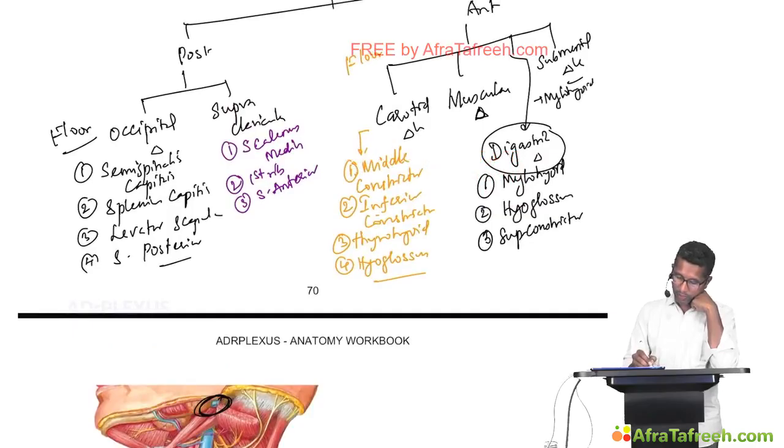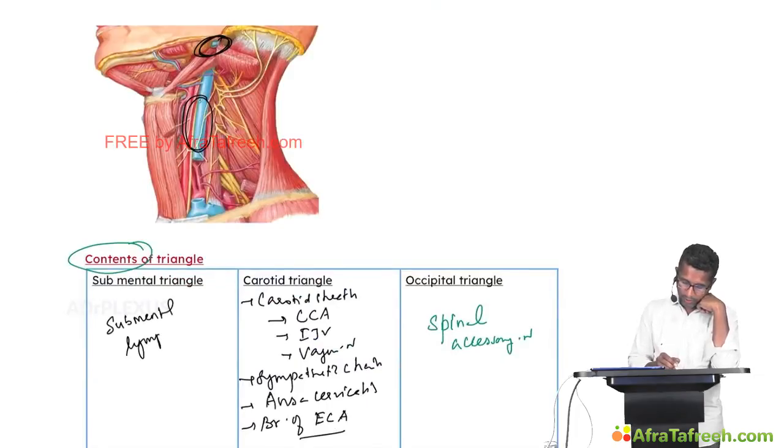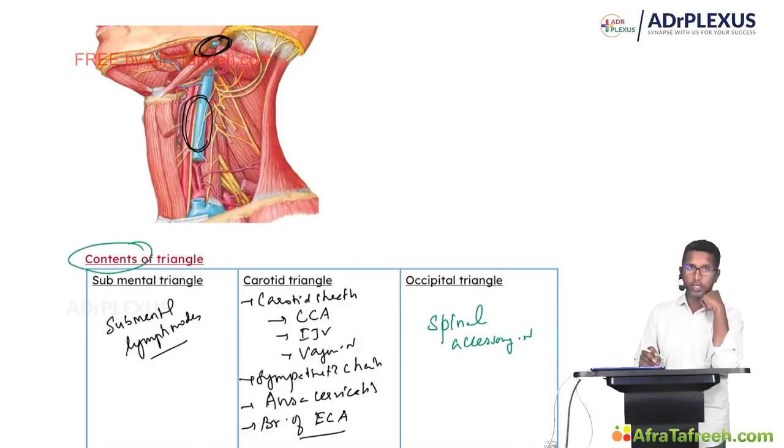The floor is formed by the mylohyoid muscle. Nothing much big in the submental triangle except for submental lymph nodes. Submental lymph nodes are seen in this triangle, so nothing much to talk about in the submental triangle.